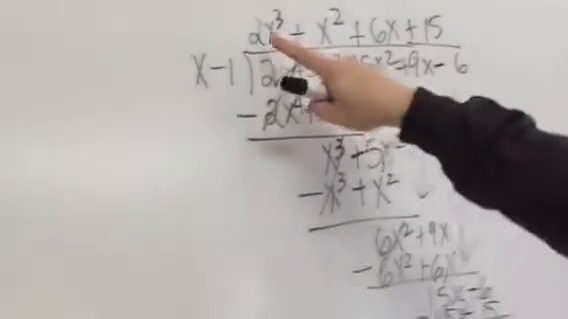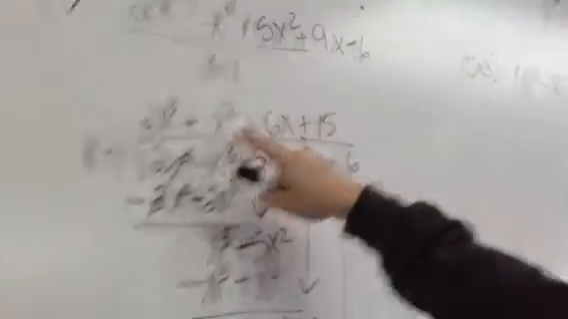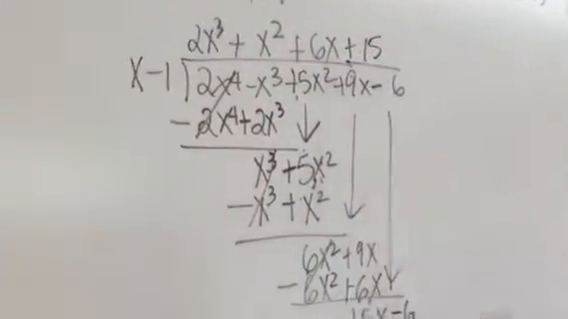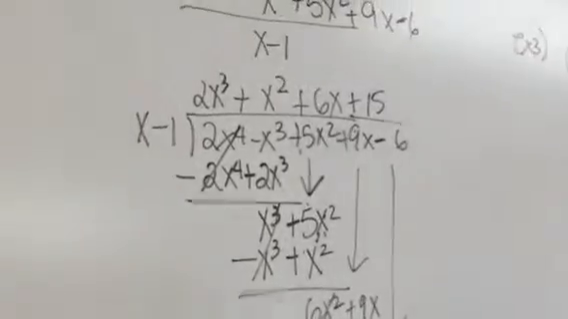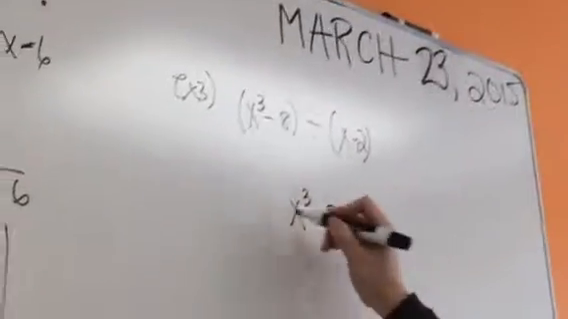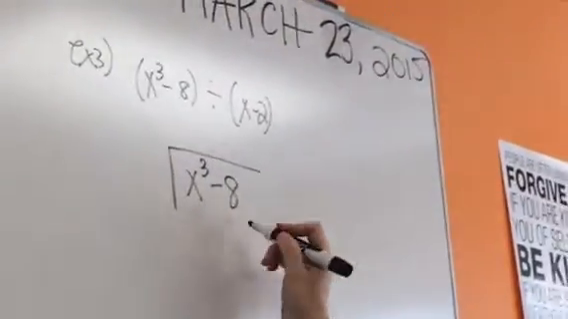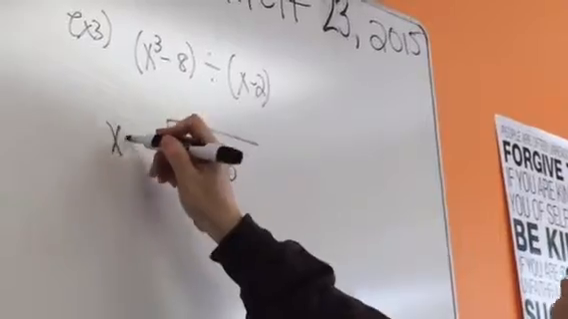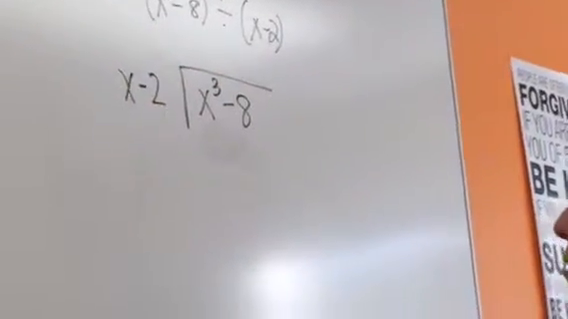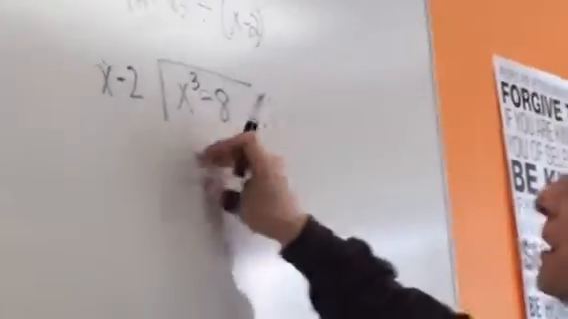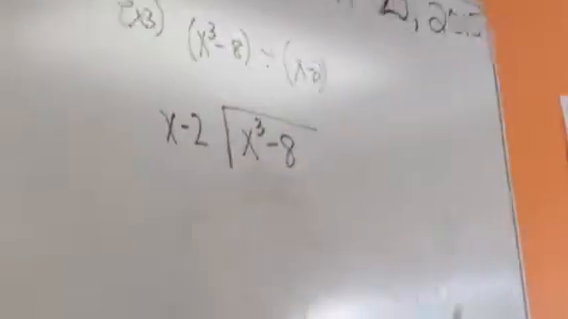I'm not going to write this all out, but the answer is 2x cubed plus x squared plus 6x plus 15, remainder 9. Okay, next one, x cubed. Now this one is where you're going to have to hold a place value. x cubed minus 8 divided by x minus 2. So what's going to happen is I'm going to get some x squareds and some x's.